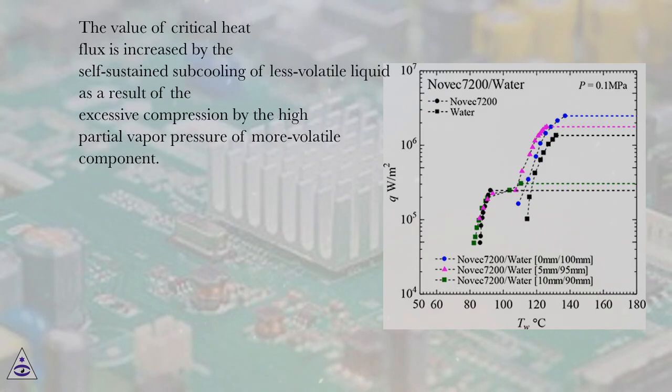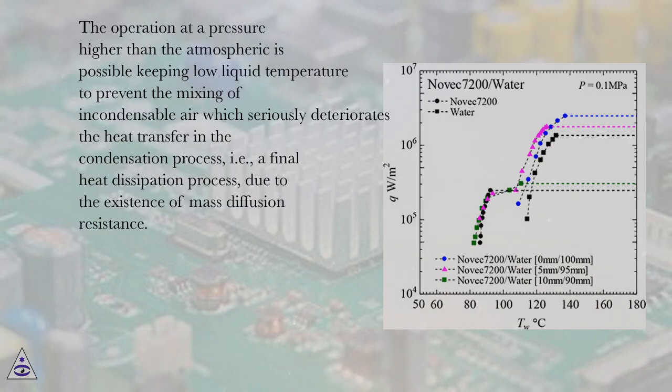The value of critical heat flux is increased by the self-sustained subcooling of less volatile liquid as a result of the excessive compression by the high partial vapor pressure of more volatile component. The operation at a pressure higher than the atmospheric is possible keeping low liquid temperature to prevent the mixing of incondensable air which seriously deteriorates the heat transfer in the condensation process, i.e., a final heat dissipation process, due to the existence of mass diffusion resistance.